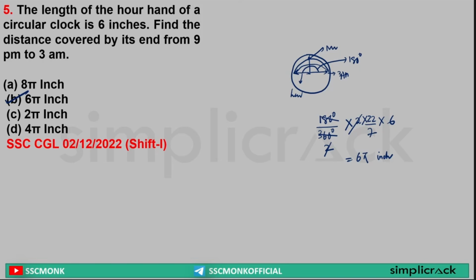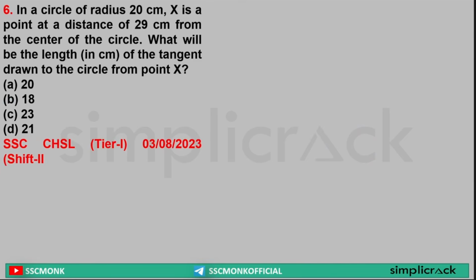Clear? Sorted? Next. In a circle of radius 20 centimeter, X is a point at a distance of 29 centimeter from the center of the circle. What will be the length of the tangent drawn to the circle from point X? Now, many students struggle in this sort of question. They do not understand what this question is all about.